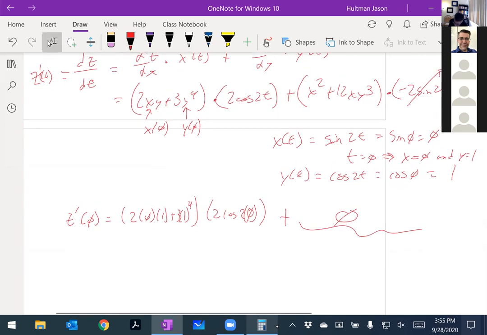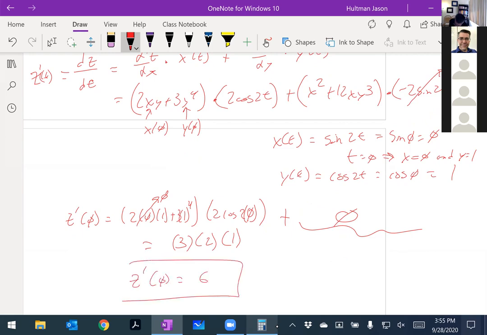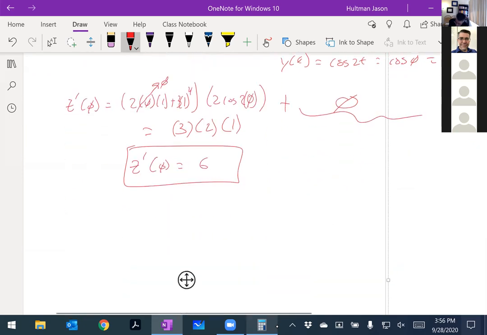So what is this going to become? Well, this goes to 0. This is going to be 3 times 2 times the cosine of 0, which is 1. So z prime of 0 is equal to 6. Good stuff. That's case 1.